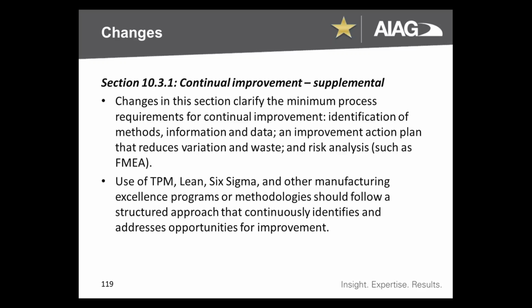The note that was in TS 16949 about continual improvement only being possible once manufacturing processes are statistically capable and stable and product characteristics are predictable and meet customer requirements is still a note.